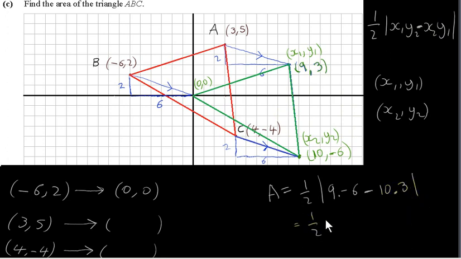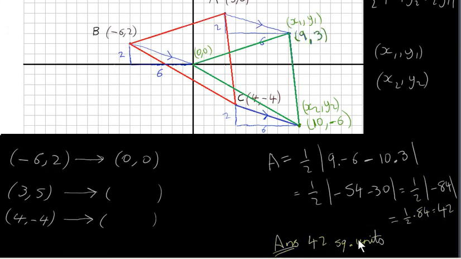So the area is half the magnitude of minus 54 minus 30. So you have half the magnitude of minus 84. Well, when you get the magnitude of a quantity, we just make it positive. So we just have half of 84, which is 42. So our answer is 42 square units.